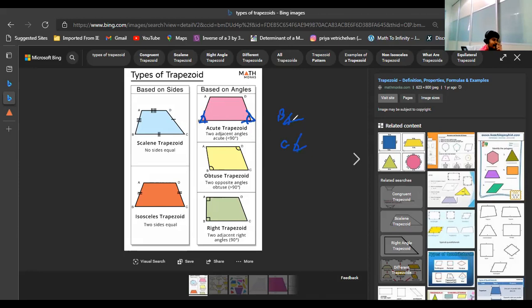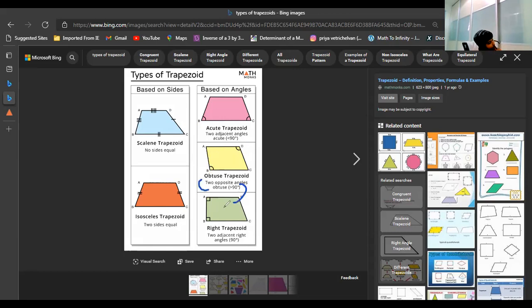So for an acute trapezoid, you have to have two adjacent angles, and they should be acute. Understood? And obtuse is also very simple, which is greater than 90 degrees. Two angles must be obtuse, but here they are not adjacent, they are opposite to each other.